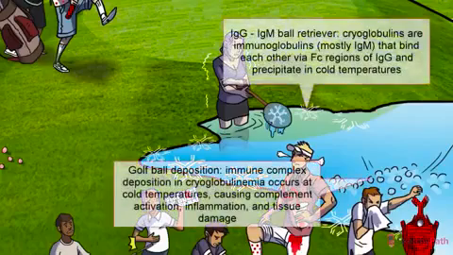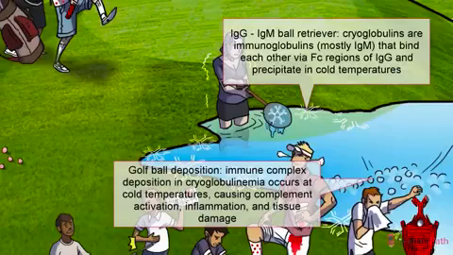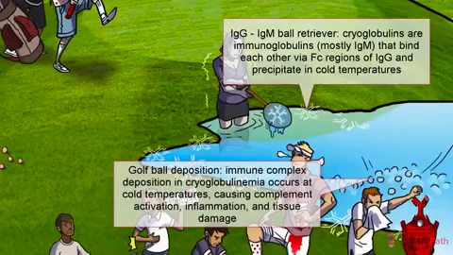Cryoglobulins can be composed of virtually any combination of immunoglobulins, IgG, IgM, IgA, you name it, aggregated together in big clumps. The most common form, mixed cryoglobulinemia, is caused by IgM antibodies directed against the Fc region of IgG, illustrated by this special golf ball retriever contraption.